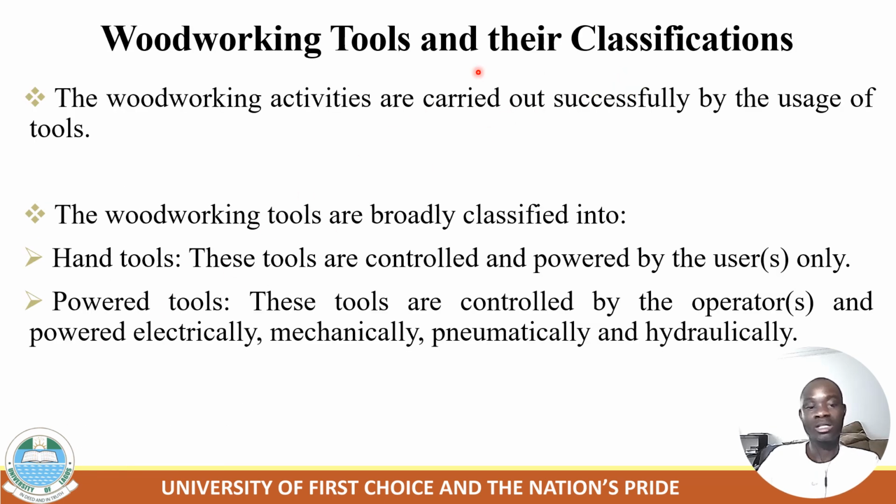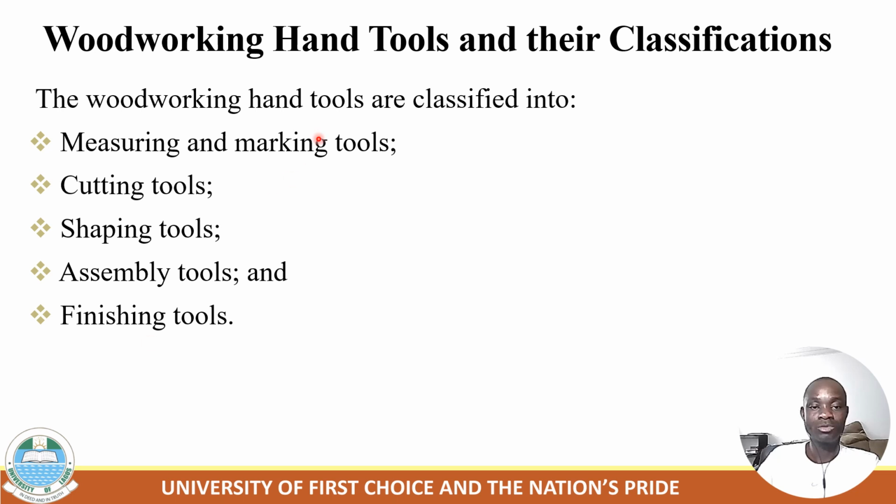Woodworking tools and their classification. Woodworking activities are carried out successively by the usage of tools. The woodworking tools are broadly classified into hand tools and power tools, like in metalworking. Hand tools are controlled and powered by the users only, whereas power tools are controlled by operators and powered electrically, mechanically, pneumatically, or hydraulically. Woodworking hand tools are classified into measuring and marking tools, cutting tools, shaping tools, assembling tools, and finishing tools.